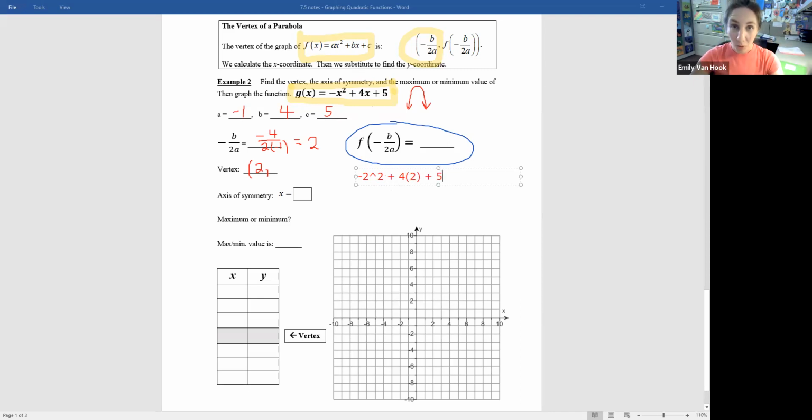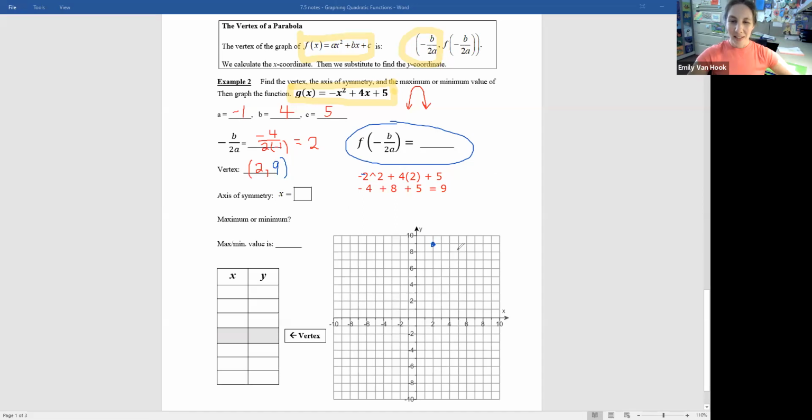Now notice we're not squaring the negative sign, okay? So it's 2 squared, but make it negative. So negative 2 squared would be negative 4 plus 8 plus 5, 4 plus 5, which is 9. So the second half of our vertex, the y-coordinate, would be 9. So our vertex, the full answer there, is 2, 9. Okay, now I'm going to plot that right now on the graph, 2, 9 right here.